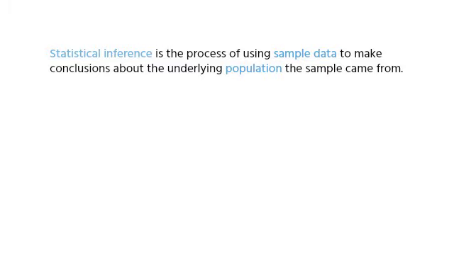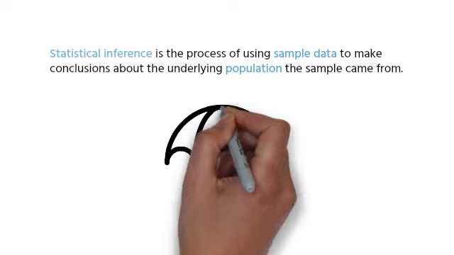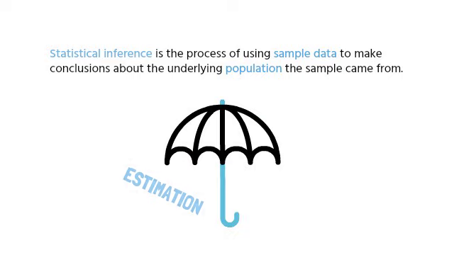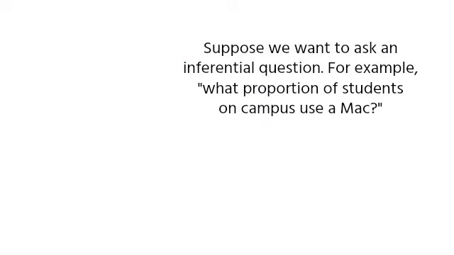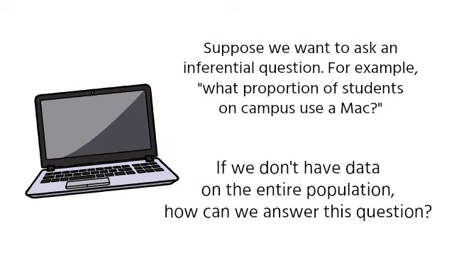Statistical inference is the process of using sample data to make conclusions about the underlying population the sample came from. Under the umbrella of statistical inference, we have both estimation and hypothesis testing. Suppose we want to ask an inferential question. For example, what proportion of students on campus use a Mac? If we don't have data on the entire population, how can we answer this question?